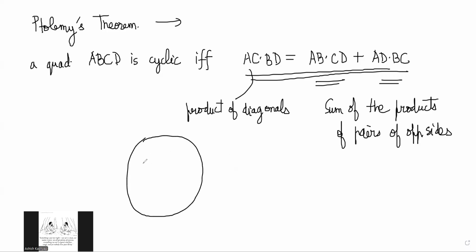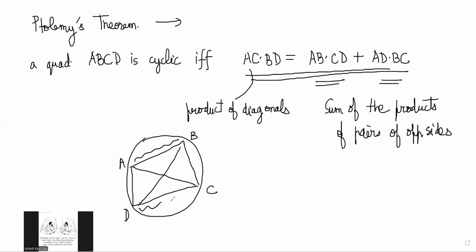So draw a circle, draw a quadrilateral in it. This is my cyclic quadrilateral, let's say. Ptolemy's theorem, both sides can be proven. The theorem says that AC into BD is equal to AB into CD plus AD into BC. If that condition is true, the quadrilateral is cyclic. Or if a quadrilateral is cyclic, this condition is true. Both sides are true. Do you understand what I'm saying?